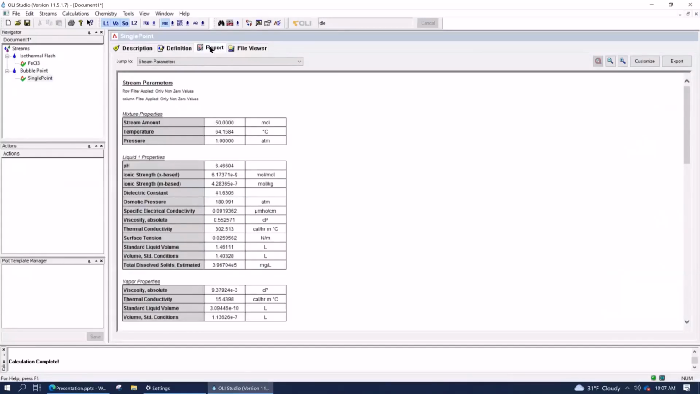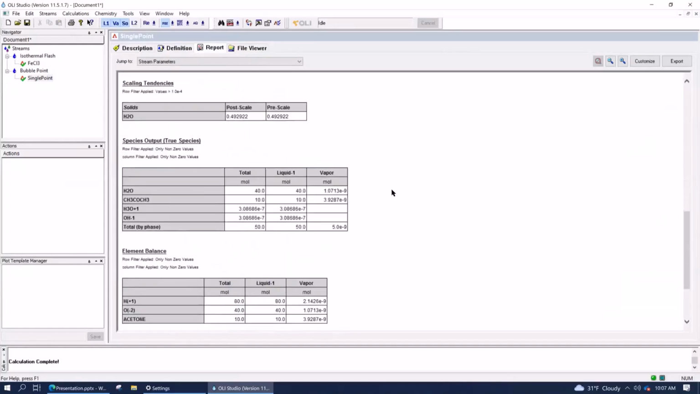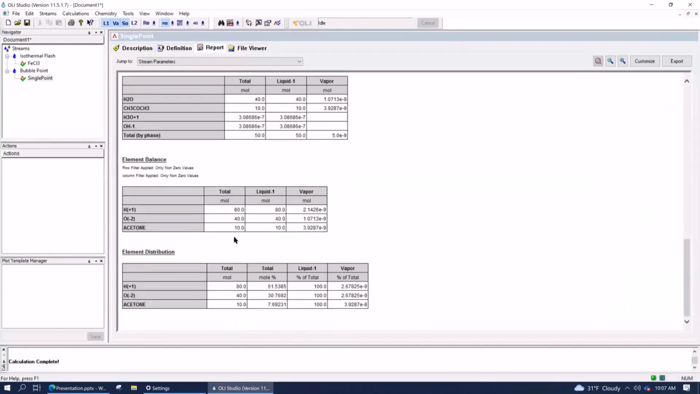Yeah, in fact, there are two ways of answering that question. One is, again, if the system goes to equilibrium, then the short answer is go to the report. And in your case, go directly to the element balance. And it'll tell you, well, in this case, we just have a very small vapor phase. So virtually everything is still in the liquid phase. But nevertheless, here you can see how much acetone remained in the liquid versus going into the vapor.